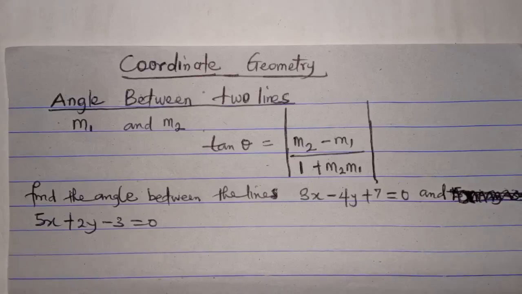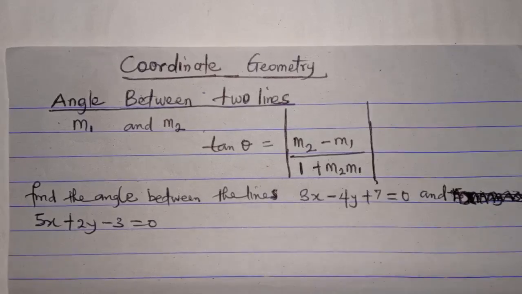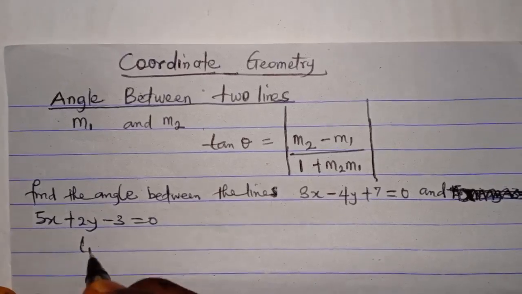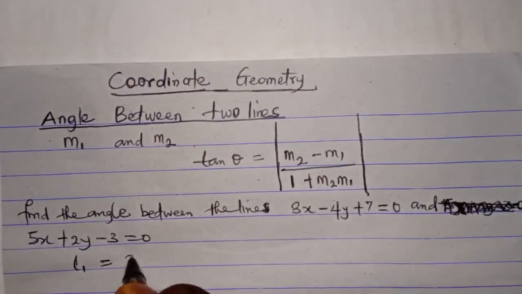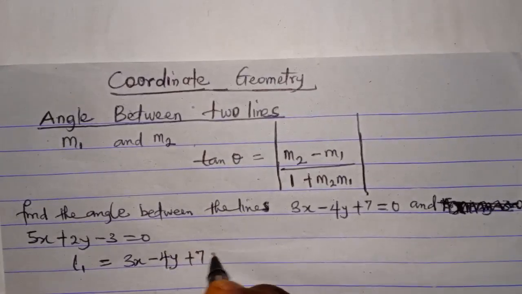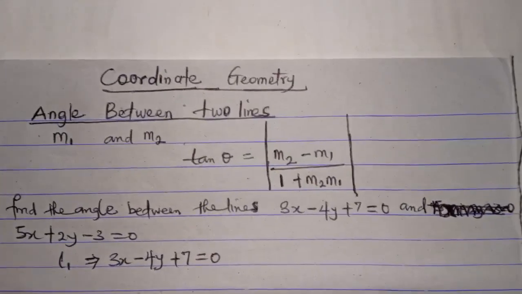Let us find the angle between the two lines that have the equations 3x minus 4y plus 7 equal to 0 and 5x plus 2y minus 3 equal to 0. Let's say the first line, L1, is 3x minus 4y plus 7 equal to 0. This is the first line. What is the gradient of this line?